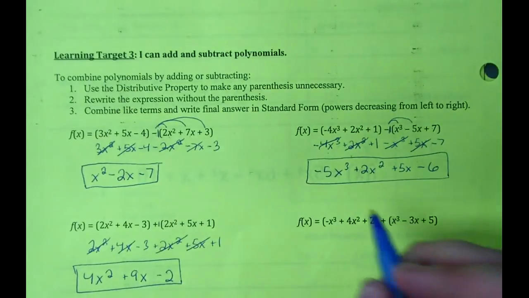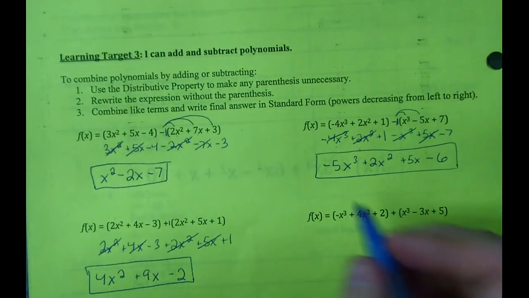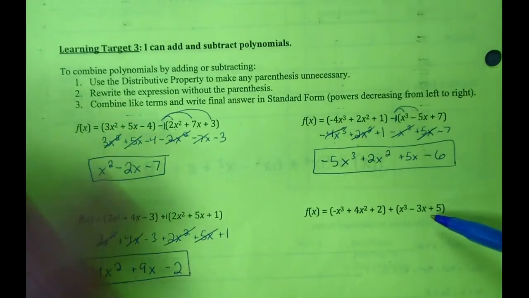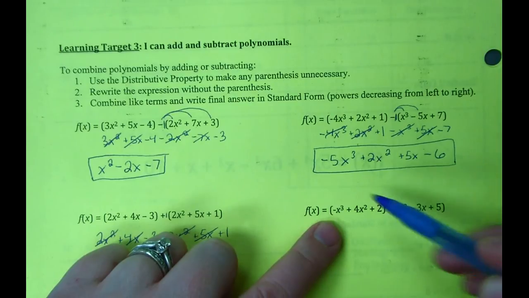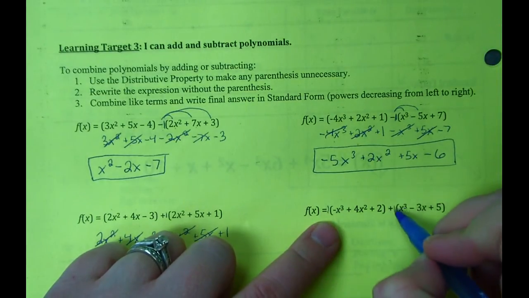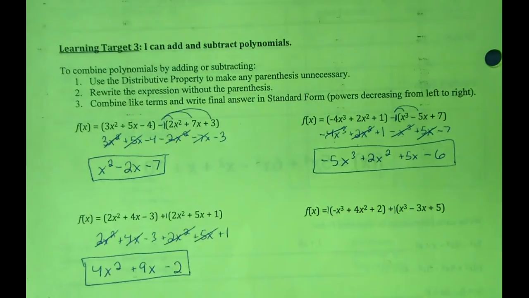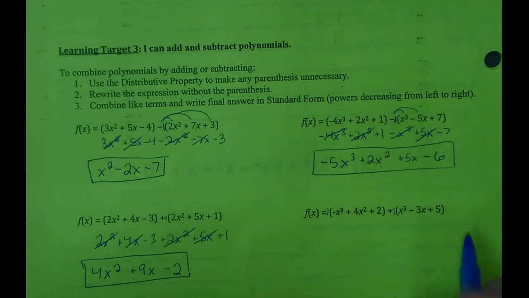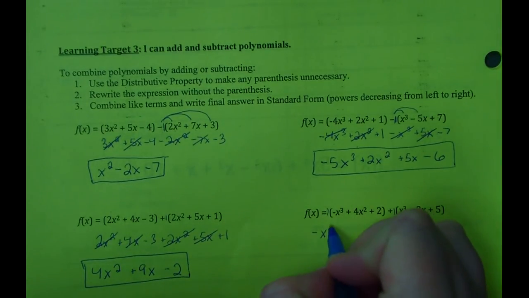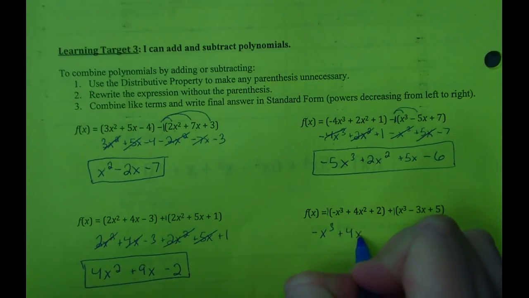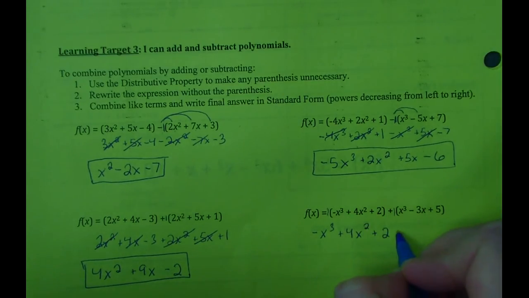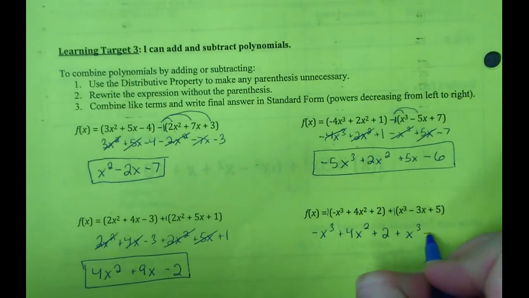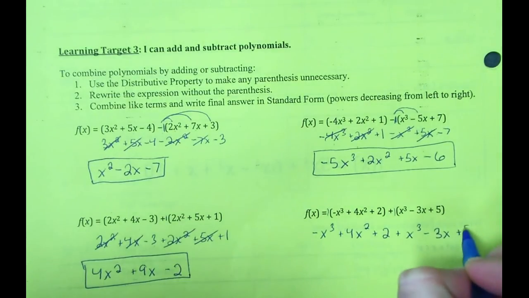Over here, I'm going to rewrite it without parentheses. And I don't have to use the distributive property at all because the only thing multiplying out here is a 1 and a 1, and multiplying by a 1 is not going to change anything. So I can jump right in, rewrite it without parentheses. We have negative x to the third plus 4x squared plus 2 plus x to the third minus 3x plus 5.